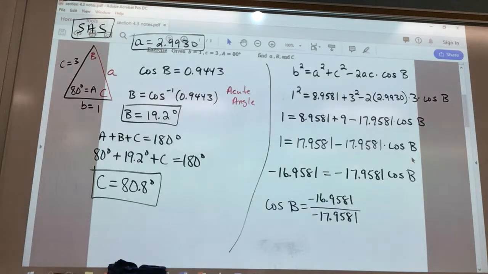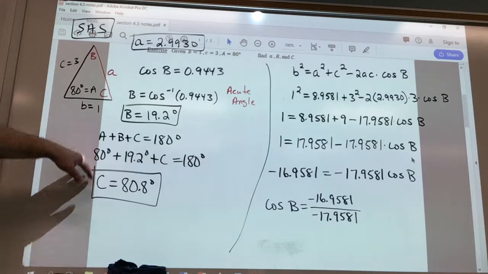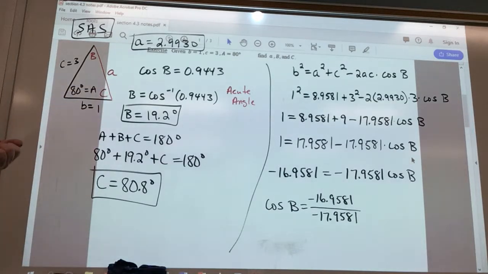Okay? So whenever you're given two sides of an oblique triangle and the angle between the two sides, it's called a side, angle, side problem. You have to use the law of cosines to solve that problem. Okay? To solve for the unknown side and the unknown angles. Okay? Now it is possible sometimes to switch after you find the length of the missing side.